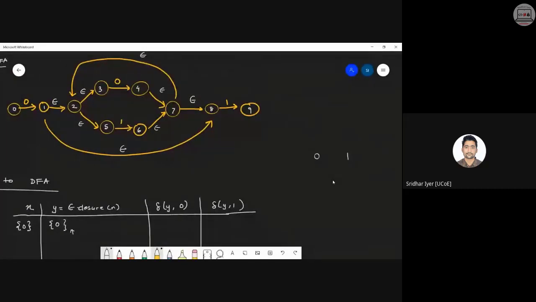Where is 0? First check that. 0 is present on state 0. 0 is present on state 3. That's it. Similarly, 1 is present on state 5 and 8. Right? So from 0 it is going to 1. From 3 it is going to 4. Similarly, from 5 it is going to 6. From 8 it is going to 9.